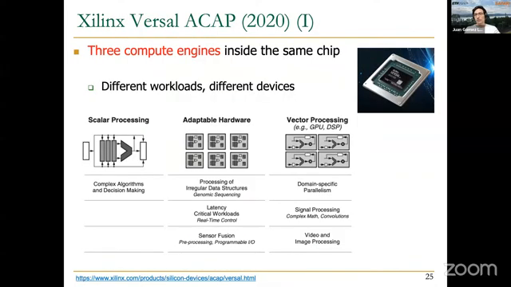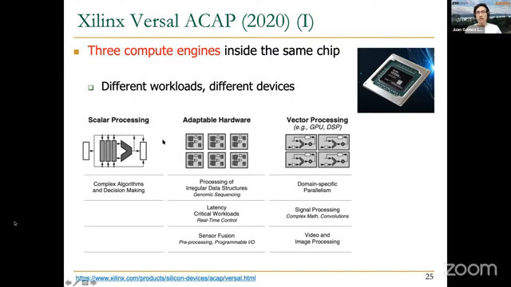So, just another example of a heterogeneous device. And as I said earlier, we may have heterogeneity even inside the same chip. I gave you the example of GPU cores, but here you can see another really nice example, the Xilinx Versal ACAP that has three types of compute engines inside the same chip.